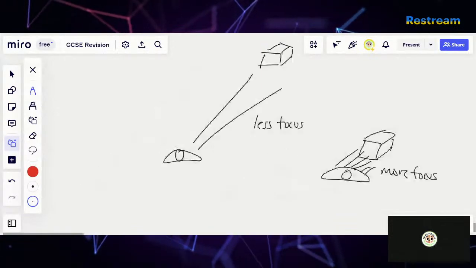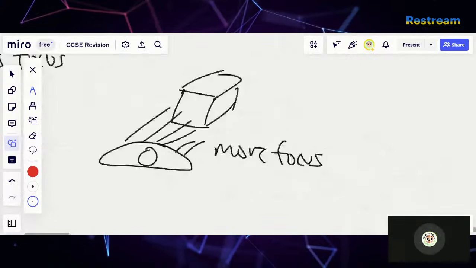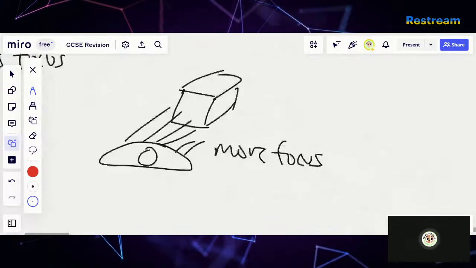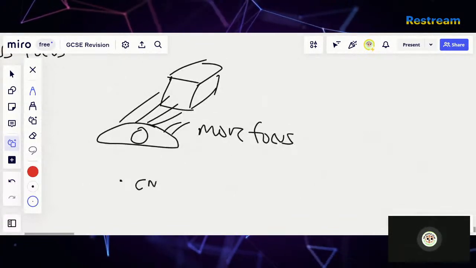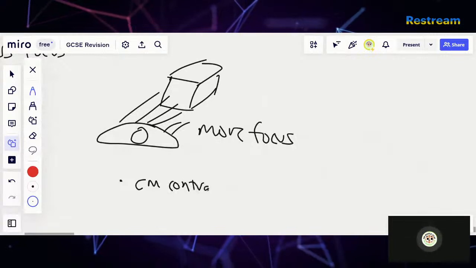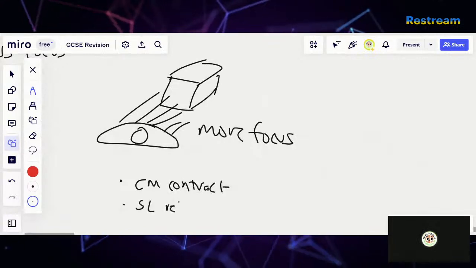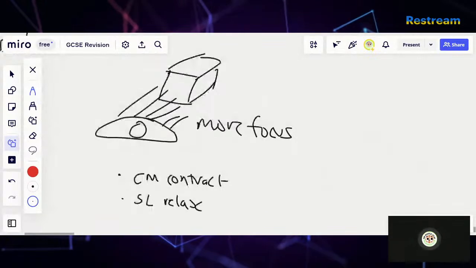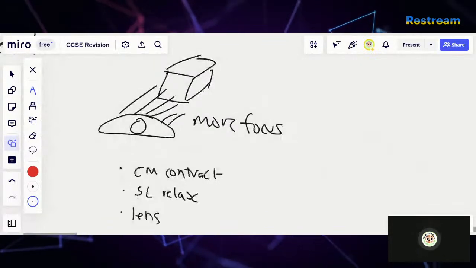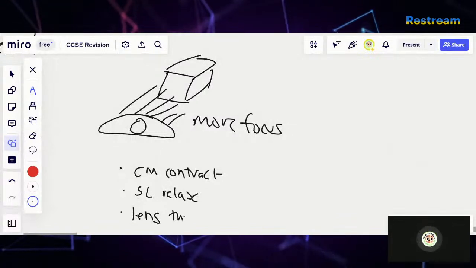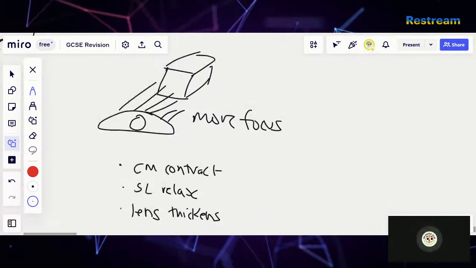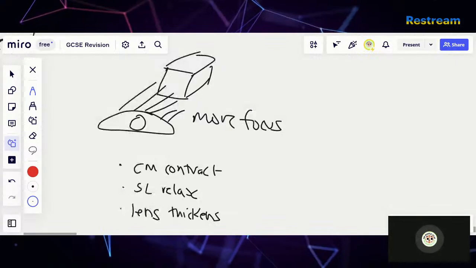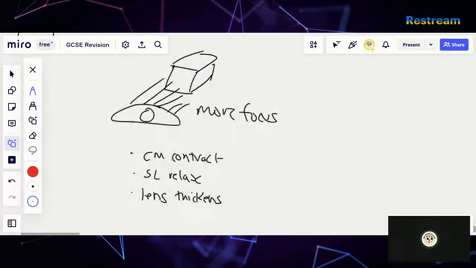So when there's less focus, so we're being asked about the more focused situation in which the object is near the eye. Now what this means is that the ciliary muscles contract, the suspensory ligaments relax, and therefore, overall, the lens thickens, which means it gets more convergent, so that's another way of saying it thickens. It then allows the light rays to focus the image on the retina.